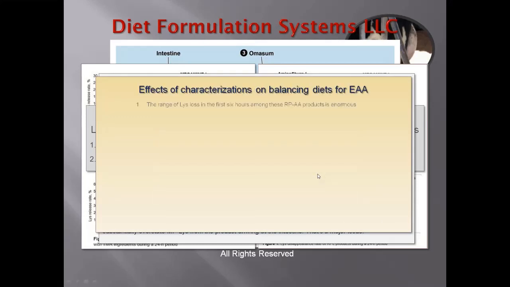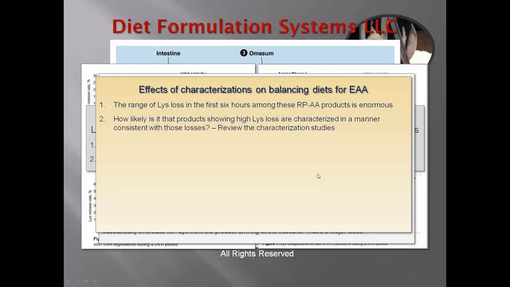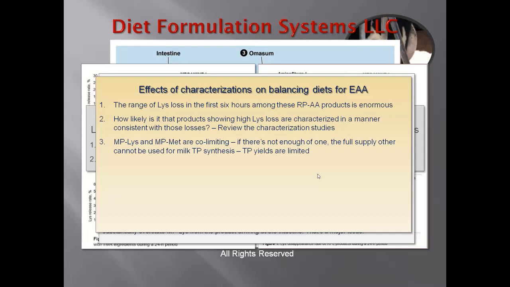Okay, some general thoughts on what we saw here. The range of lysine loss in the first 6 hours among all these products is enormous. It's all over the board. Ask yourself this question: how likely is it that products like USA lysine showing high lysine loss are characterized in a manner consistent with those losses? You won't know unless you review the characterization studies like we just did with the USA lysine study. You've got to look at those because lysine and methionine are co-limiting in terms of protein synthesis. If there's not enough of one, the full supply of the other can't be used for milk protein synthesis, which means protein yields are going to be limited.